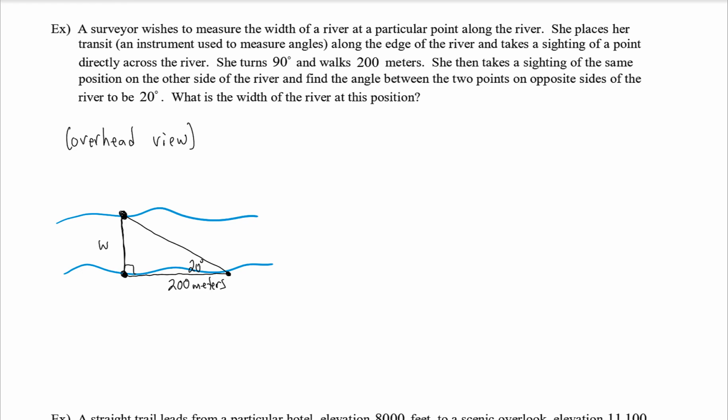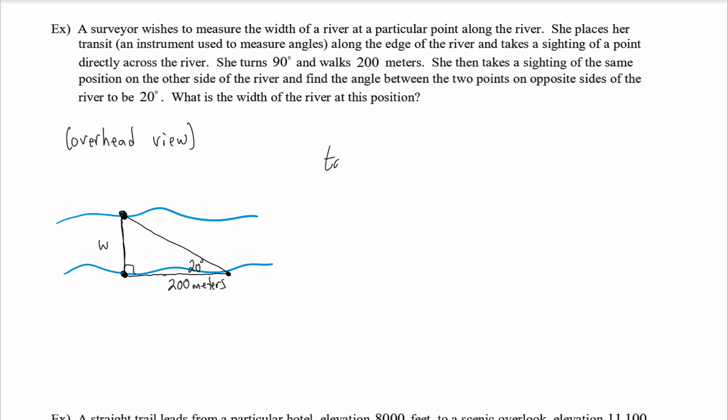So I know that this leg is 200, this leg is W, and this is 20 degrees. Well, using my right triangle definition for my trig functions, I can actually get that width pretty accurately, as accurate as my other measurements are. So that's the opposite leg. This is the adjacent leg.